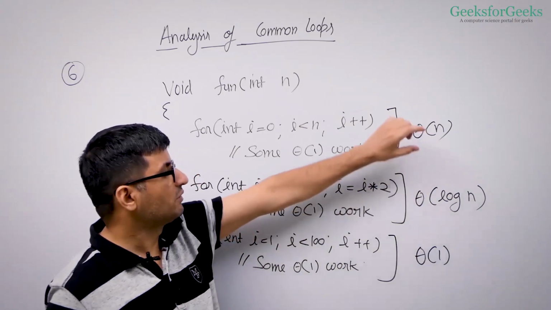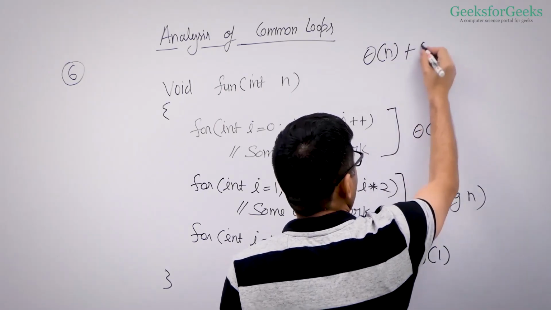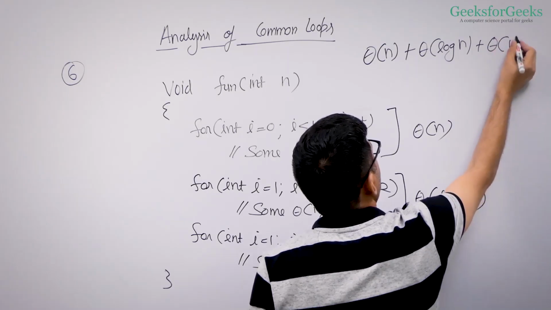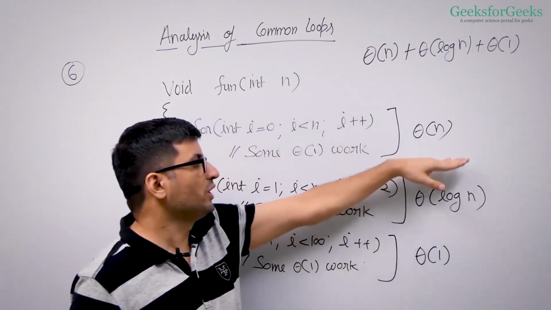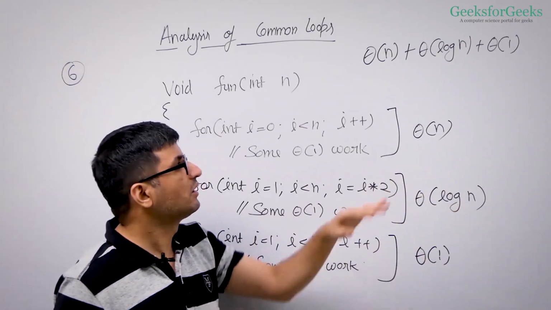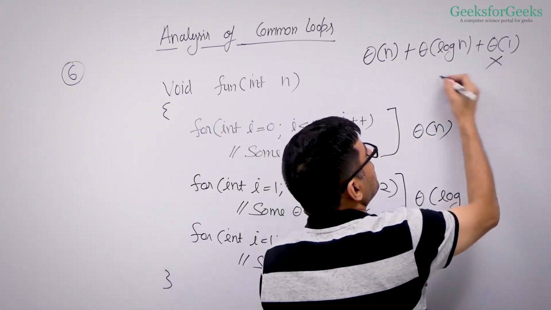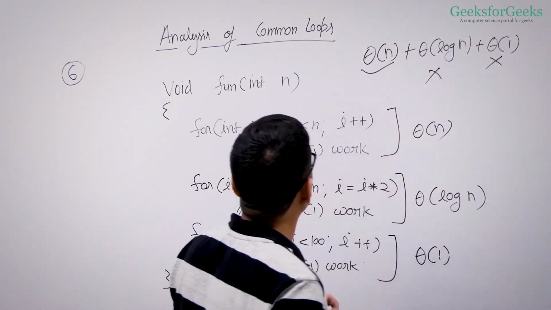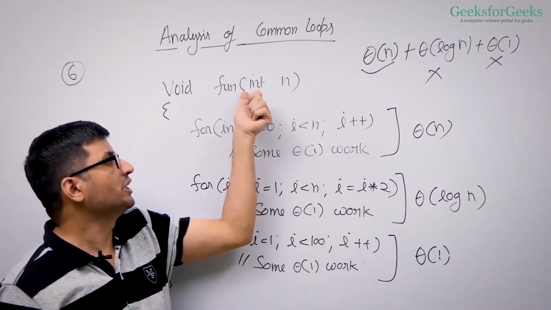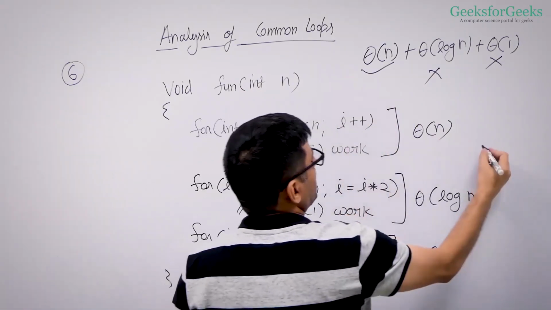So you have a function which does theta n work plus theta log n work plus theta 1 work. Since they are subsequent, we add their values. When they are nested, we multiply. We'll see the nested example. So what is the value of this expression? You can ignore the lower order terms and take the leading term. So you can say that the time complexity of this function fun is theta n. You can simply ignore the lower order terms. So it's a theta n function.